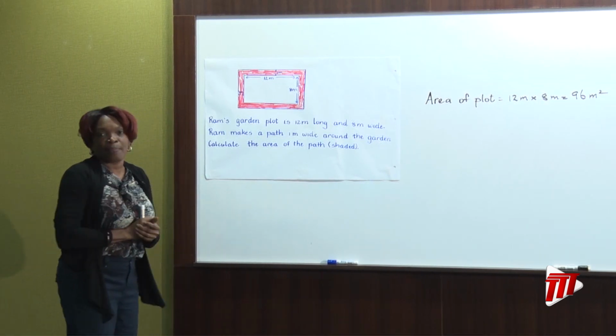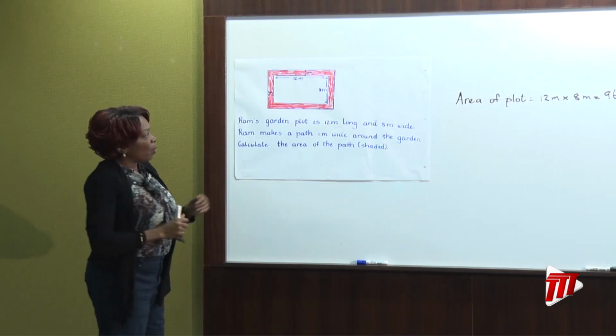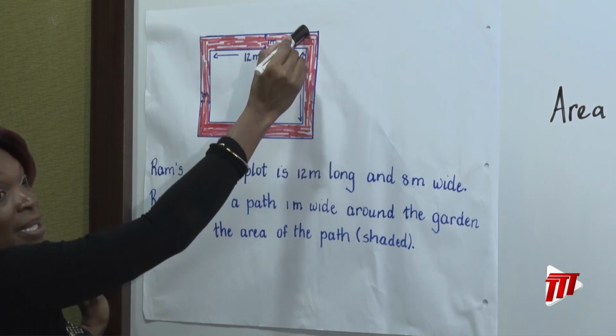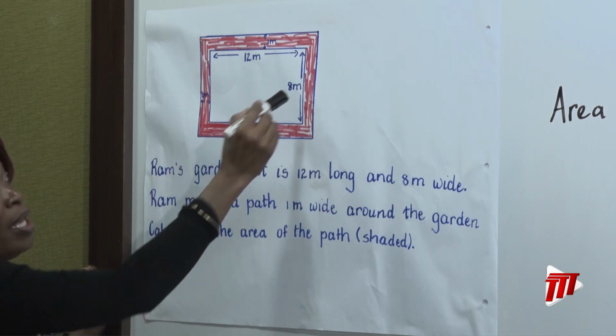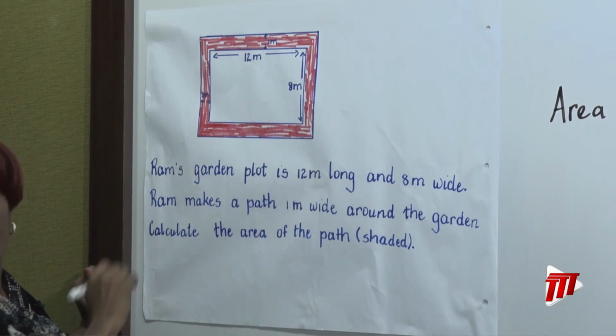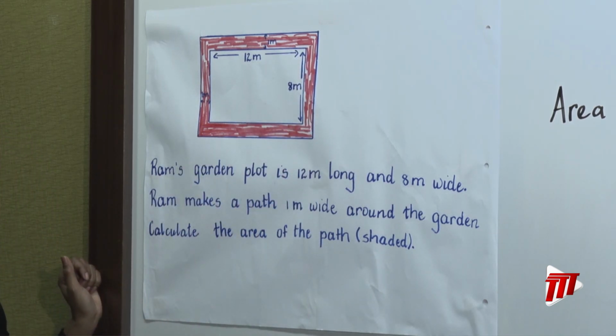What about the breadth? Well, the breadth of the plot is 8 meters. 1 meter, same thing here. So what are we going to see? 1 meter on this side and 1 meter on this side. So 8 meters add 2 meters will give us 10 meters.